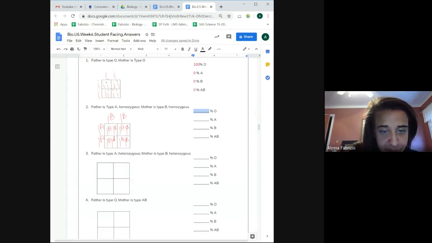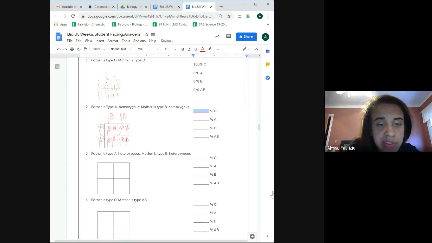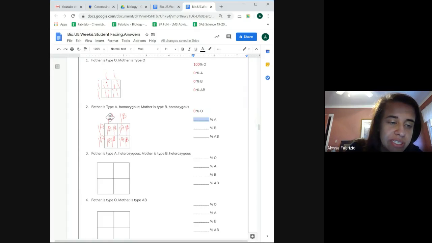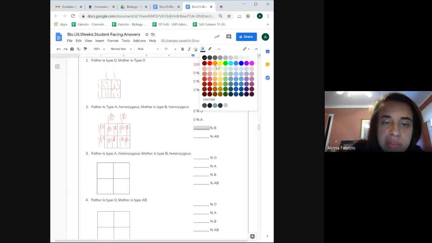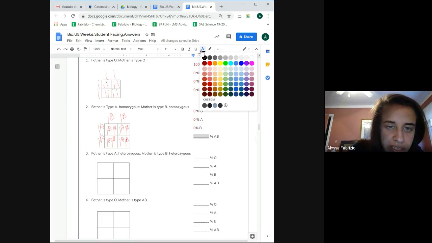100% of these children of this potential couple are going to have type AB blood because mom is necessarily going to donate this type B blood because she's homozygous, and same thing with dad. Dad is homozygous for type A blood, so he's necessarily going to donate the A allele. So we have 0% for all of these other types of blood besides AB blood because the baby is definitely going to have AB blood.